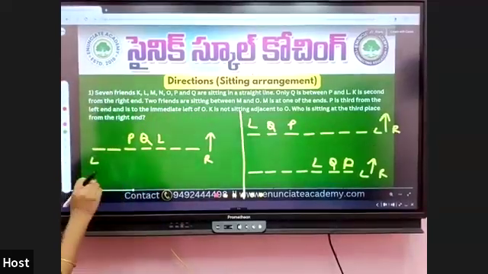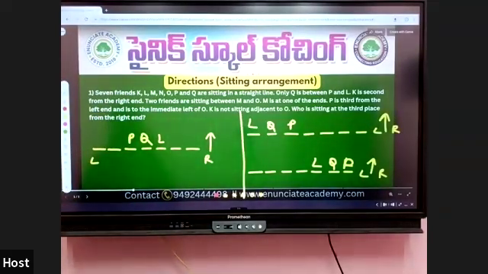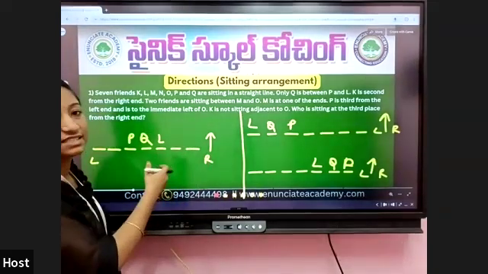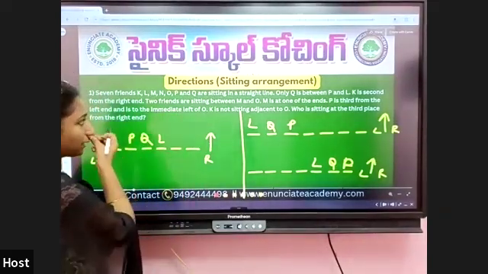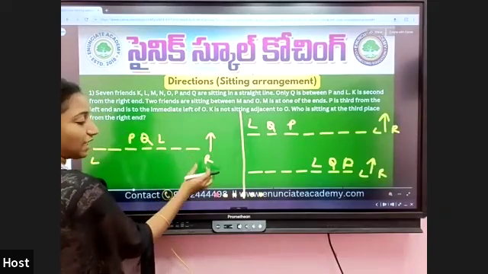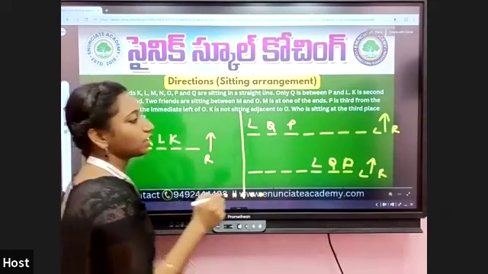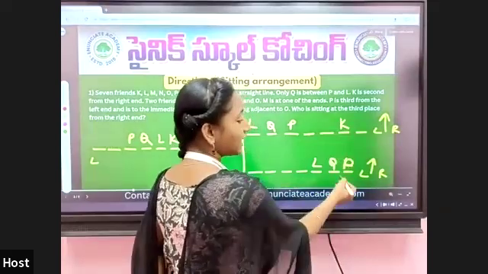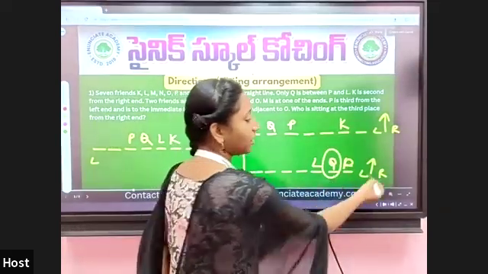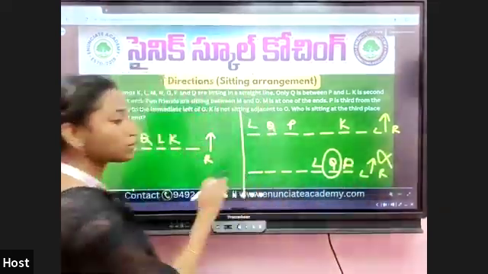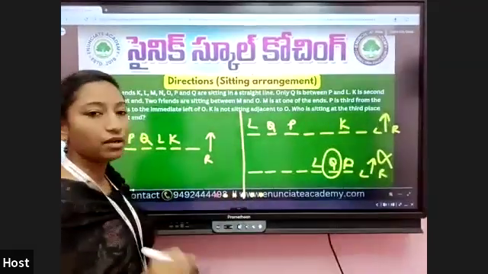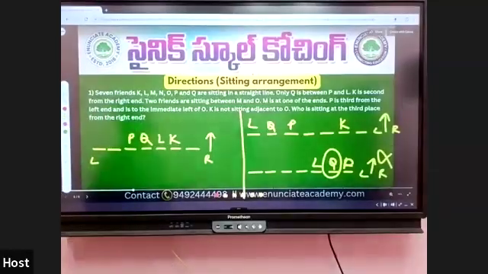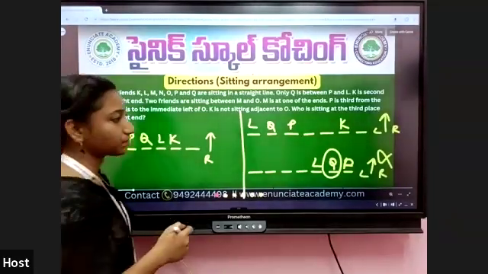Next, K is second from the right end. From the right end, K is in the second position. Here in the second place, K is there, but the second place is not empty. So this assumption is wrong. We should not touch that assumption. Next, 2 friends are sitting between M and O. Between M and O, there are 2 persons.